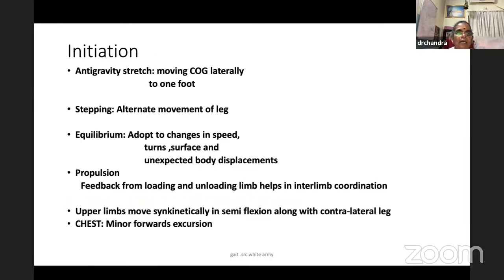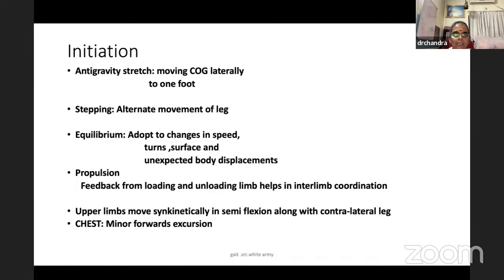And this is one anti-gravity stretch. We are standing, the gravity is pulling. You have to oppose the gravity. So that is anti-gravity stretch, slowly moving the center of gravity laterally to one foot. And stepping, alternate movement of the leg.